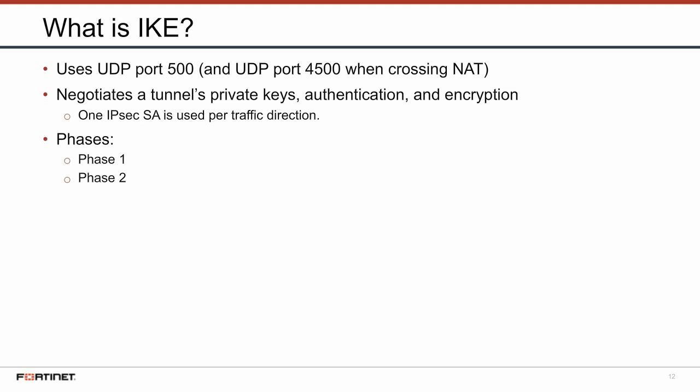IKE defines two phases. Each IPsec SA negotiated during Phase 2 is direction-specific. So in two-way traffic, there are two SAs per Phase 2. For Phase 1, there are two possible negotiation modes, main mode and aggressive mode. Phase 2 only has one mode, quick mode.